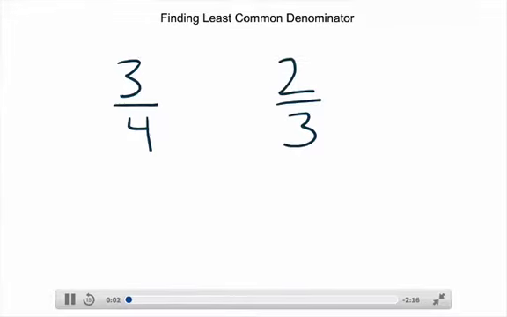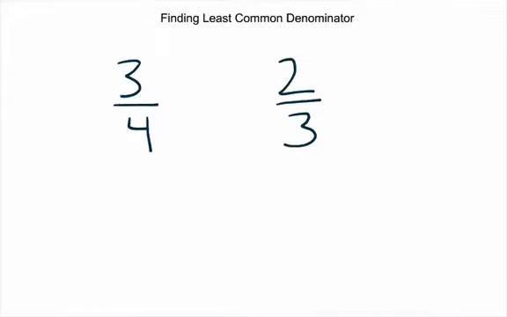In this lesson, we're going to be looking at how to find a least common denominator. That is, finding a denominator, or the bottom part of the fraction, in this case 4 and 3, and converting these bottoms so that they're the same, or common. This is generally done so that we can do adding or subtracting with fractions.